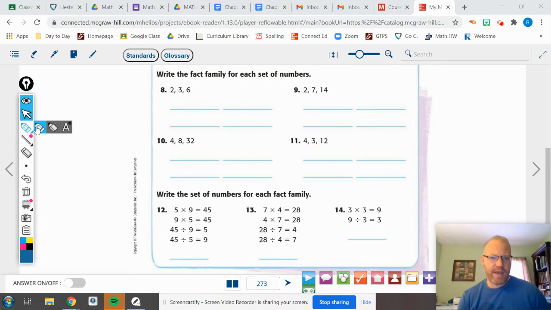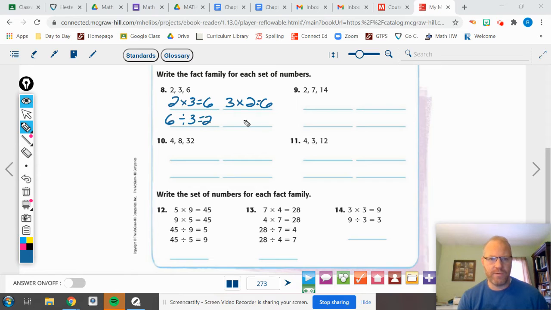Write the fact family for each set of numbers. So we start off with multiplication. 2 times 3 equals 6. 3 times 2 equals 6. Then we go to division. 6 divided by 3 equals 2. 6 divided by 2 equals 3. It doesn't matter which order you put them in as long as you have all 4 of those. So you could have put it in a different order and it's fine.